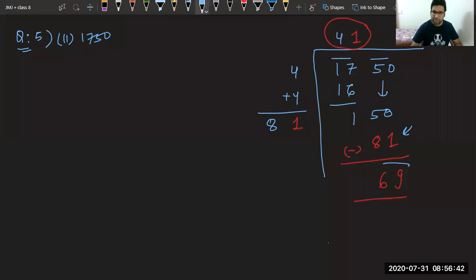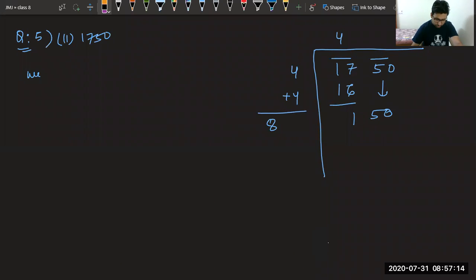Class, as the remainder is 69, we can say 41 square is less than 1750. Simple, beta. Let me rub this again and try. Why are you confused? Till this point it was clear to you, Jishan? We have added 4 plus 4, we got 8. Till this point it is clear to you?